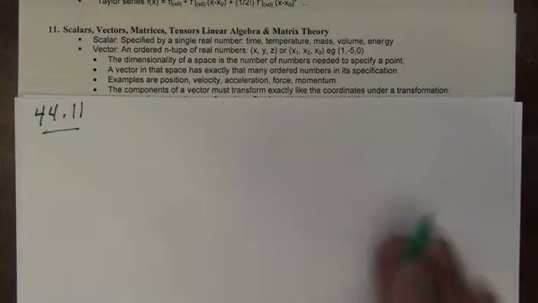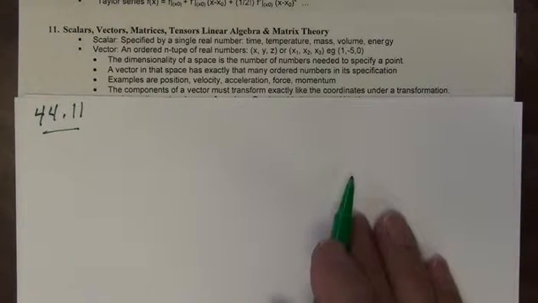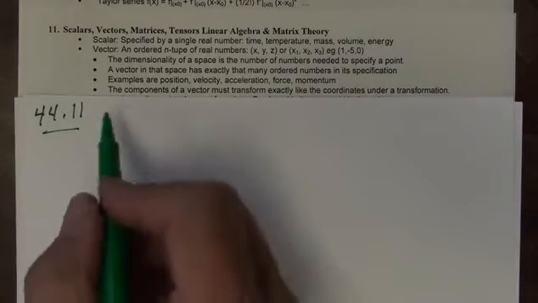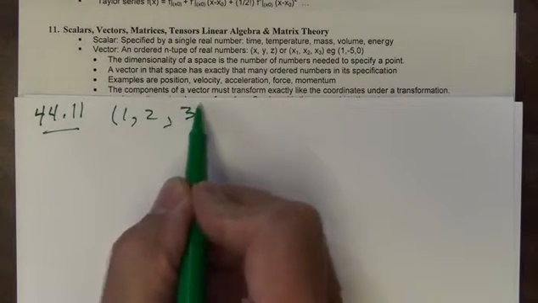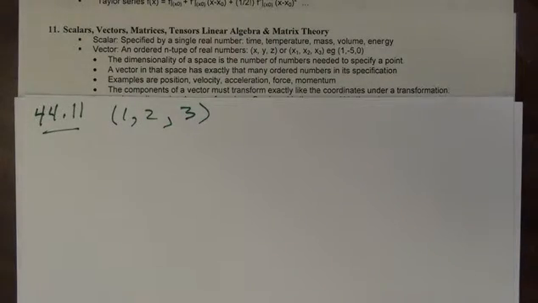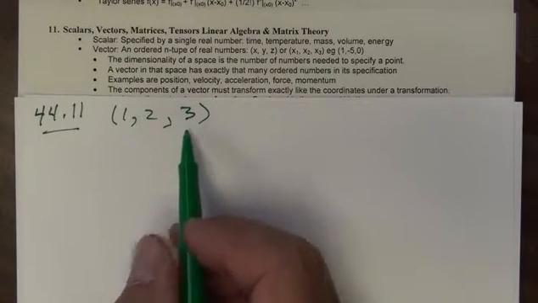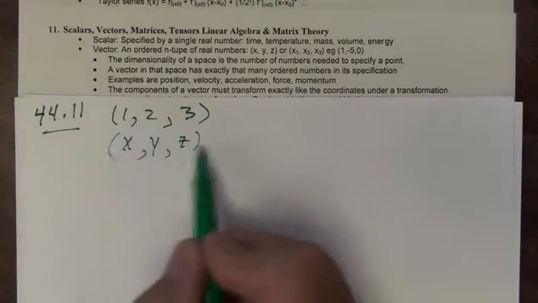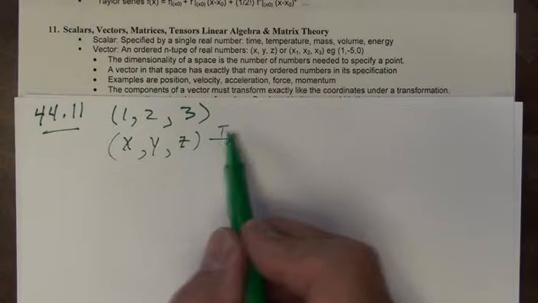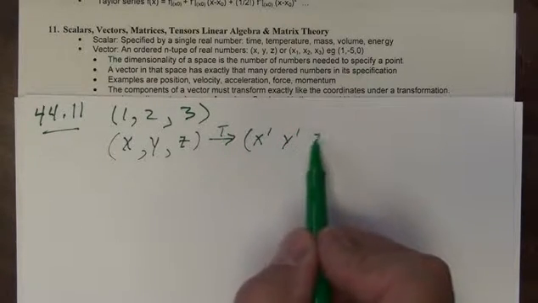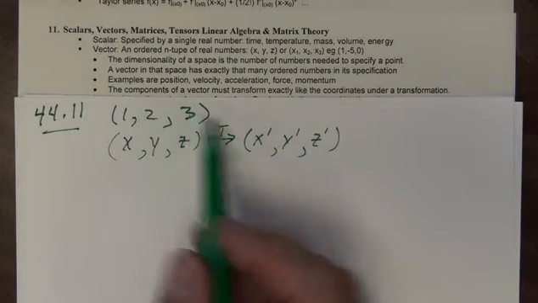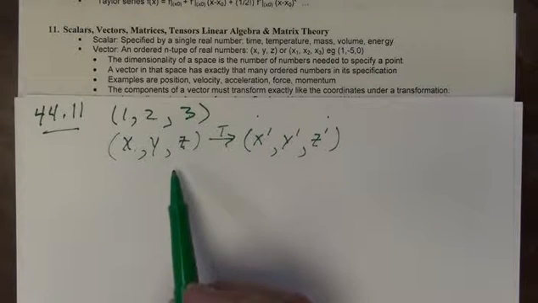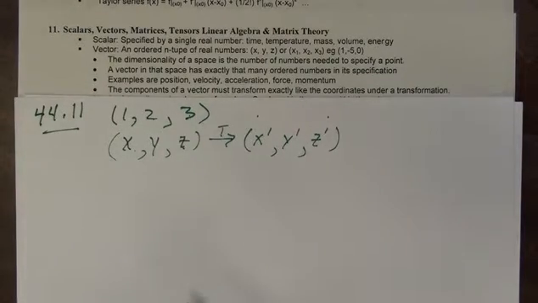The components of a vector must transform exactly like the coordinates in a transformation. Many people forget to tell you this, but I can't just write down 3 numbers like 1, 2, 3 and say, oh, that's a vector. If I say that this is a vector, it means that if I transform the coordinates of the space by some transformation to new values, x prime, y prime, and z prime, these 3 numbers must transform to 3 new numbers exactly as these values transform. In other words, they must undergo the same transformation.